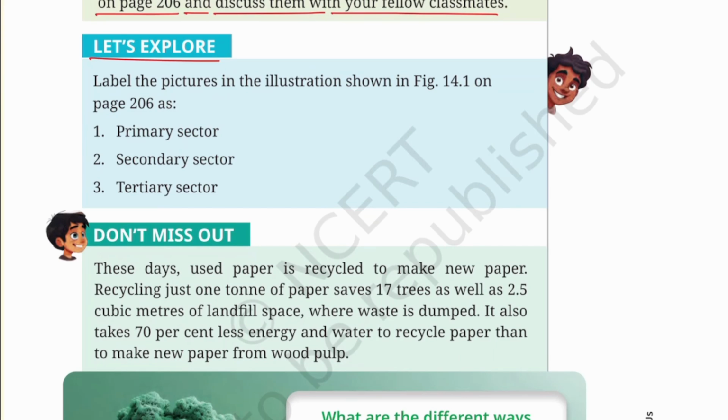Let's explore. Label the pictures in the illustration shown in figure 14.1 on page 206 as 1. Primary sector, 2. Secondary sector, 3. Tertiary sector.